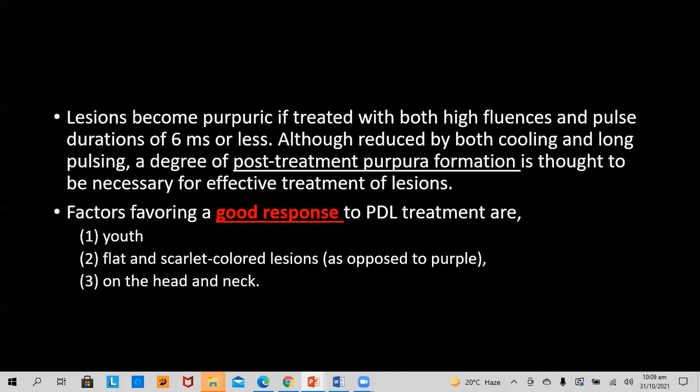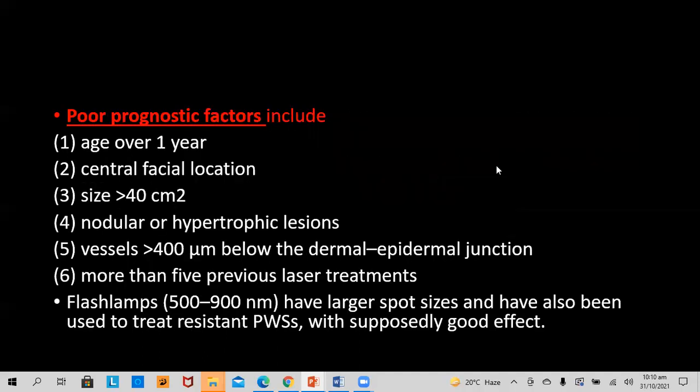Factors favoring good response to PDL treatment are youth, that is younger child, flat or scarlet colored lesion rather than purple colored lesion, and the lesions on head and neck region. And factors that cause poor prognosis or poor response to treatment include age over 1 year, central facial lesions, the lesion of size more than 40 centimeters square, nodular or hypertrophic lesions, lesions with vessels which are greater than 400 micrometer in diameter at dermoepidermal junction, and there have been more than 5 previous laser treatments. Flash lamps have larger spot size and have been used to treat resistant port wine stain with supposedly good effects.